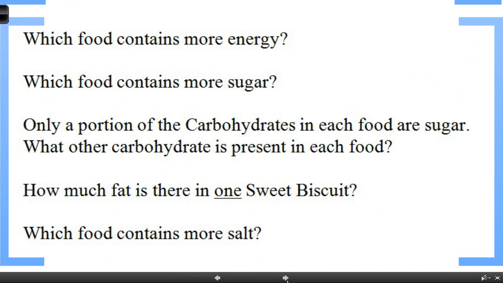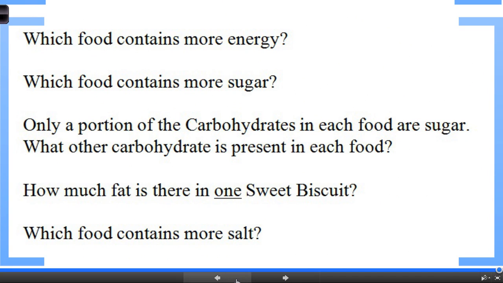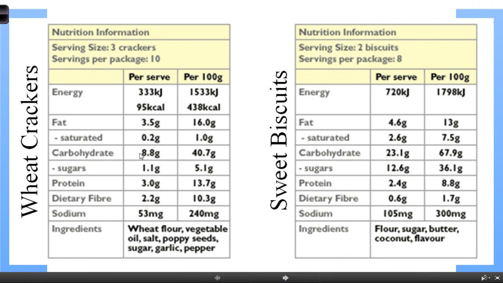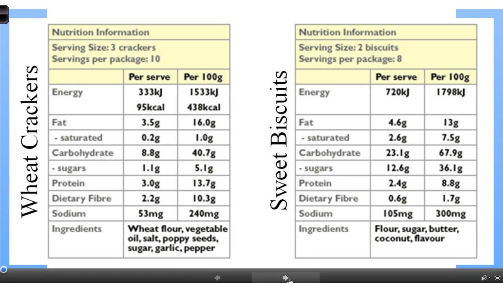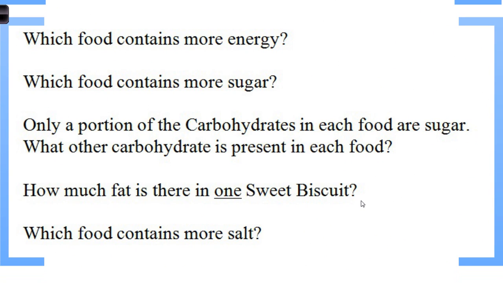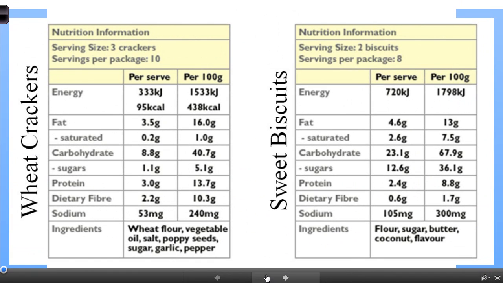Which food contains more sugar? Well, that's a good question. Let's have a look. Which one contains more sugar? So we come down to here, carbohydrates, and then sugars. So this one's got 5.1 grams of sugar. And this one here, the sweet biscuit, well, it's sweet, so it's what we'd expect, 36.1, a whole lot more sugar in there than the wheat cracker. Only a portion of the carbohydrates in each food are sugar. What other carbohydrate is present in each food? What other carbohydrate do you think it is?